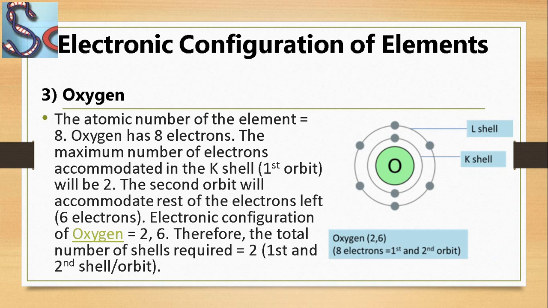Now, oxygen. The atomic number of the element is 8, having 8 electrons. To fill the 8 electrons, you first fill 2 electrons in the K shell. After completely filling the K shell, you will start filling the second shell. First, second, third, 4, 5, 6. The second orbit will accommodate the rest of the 6 electrons because it has a maximum capacity of 8 electrons, and the remaining electrons are 6. So oxygen will be 2, 6. Therefore, the total number of shells required is 2, the first shell and second shell.